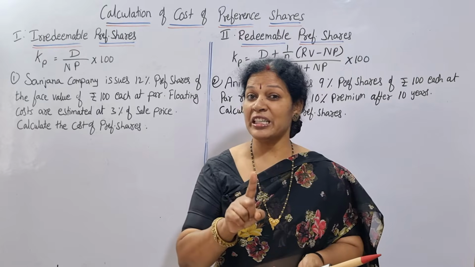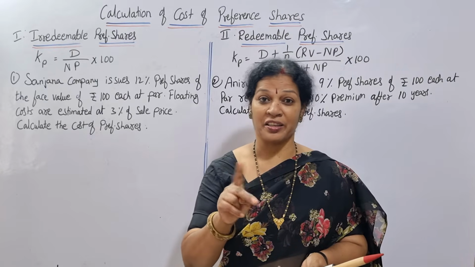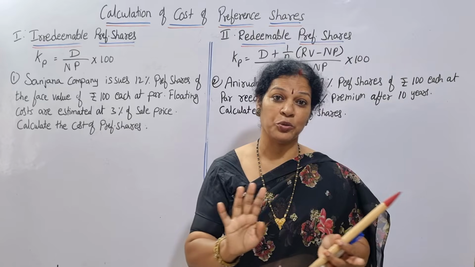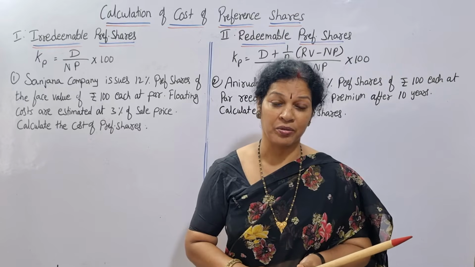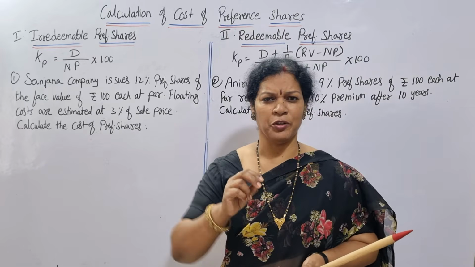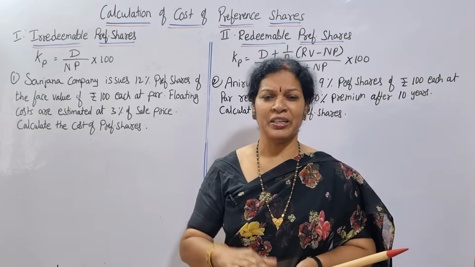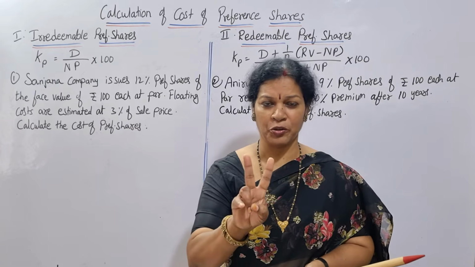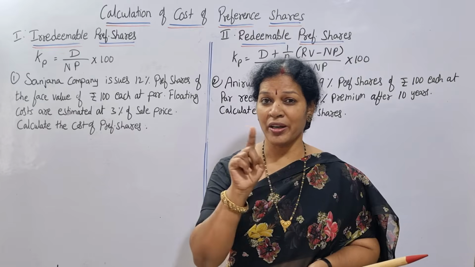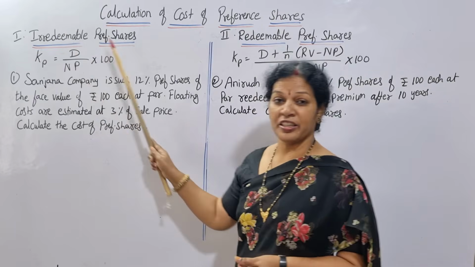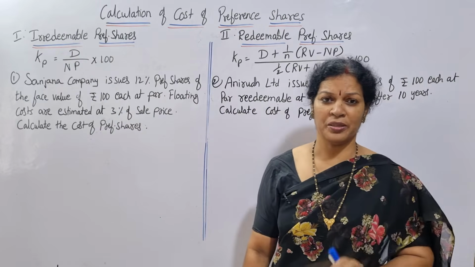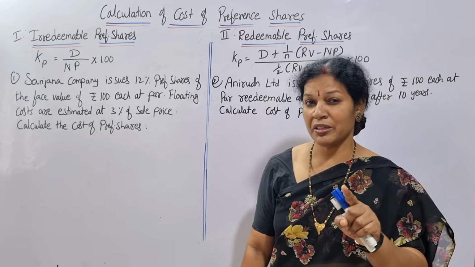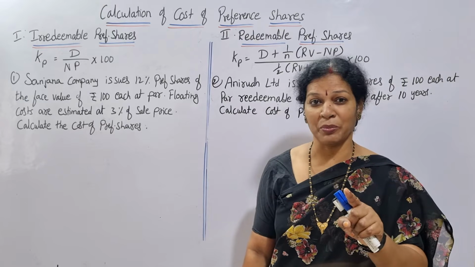You know that irredeemable and redeemable, two methods are there. Irredeemable, there is no maturity at all. Maturity is unknown. Redeemable, we know the maturity, when it is going to mature. So these are the two methods. We'll focus first on irredeemable preference shares. Simple formula.